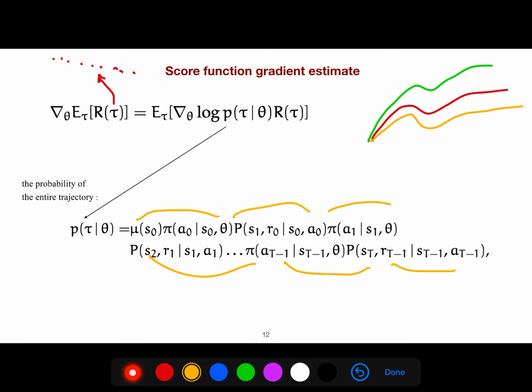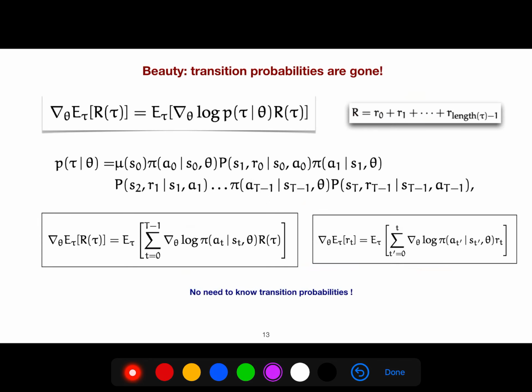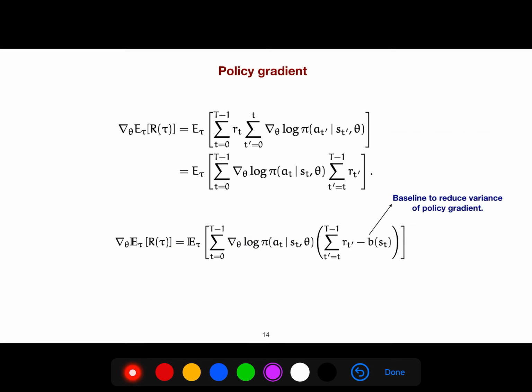But in real derivations, you will notice that you don't even need to know the transition probabilities, because when you want to prove something, you see that there are multiplications of some terms, but they cancel with the denominator. So you don't even need to know the transition probabilities. That is the beauty: the transition probabilities are gone. Especially here, we are just taking the gradient, and since it is not related to theta, it vanishes.